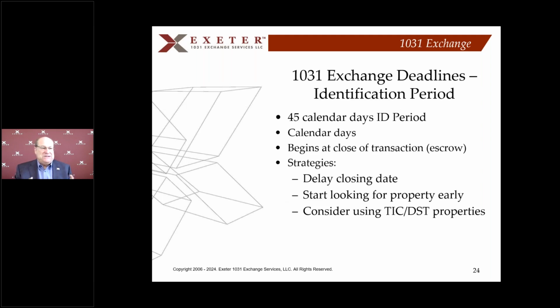Deadlines. When the sale of your property closes, or if you're doing a reverse exchange, the date that your purchase closes, triggers a couple deadlines. You've got 45 calendar days to identify what you're going to buy, or in the reverse exchange, what you're going to sell. That's probably the toughest part of the 1031 exchange, is the 45-day period moves very quickly.